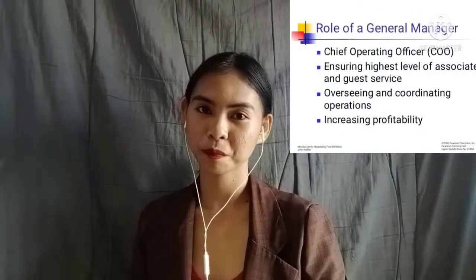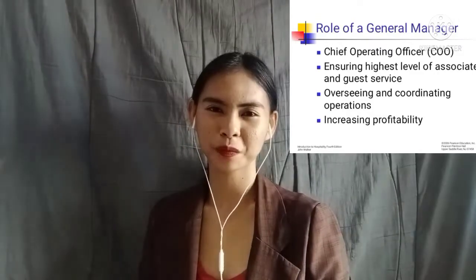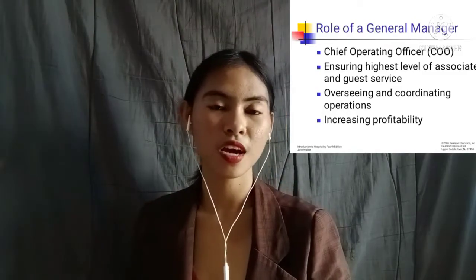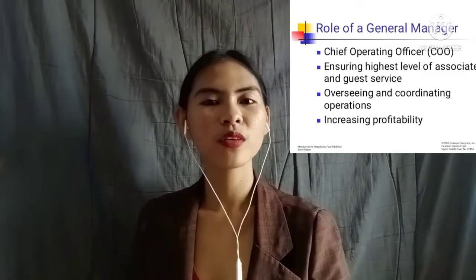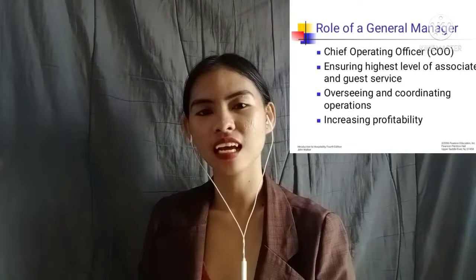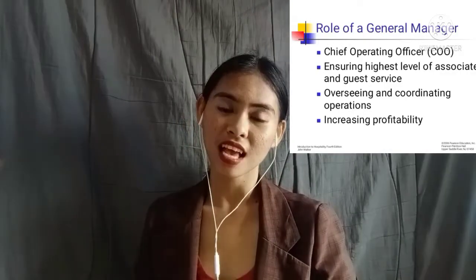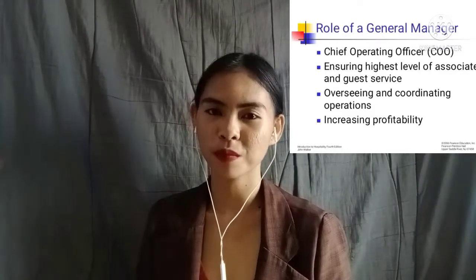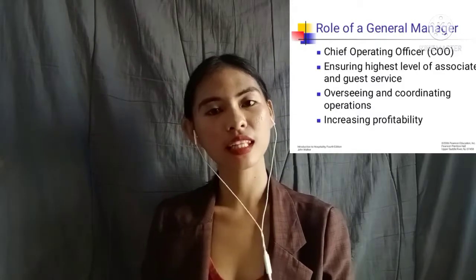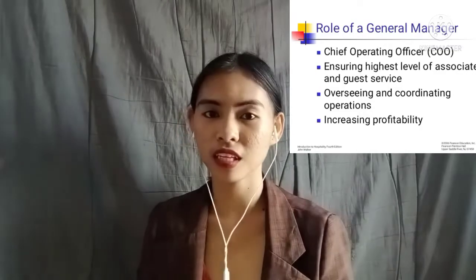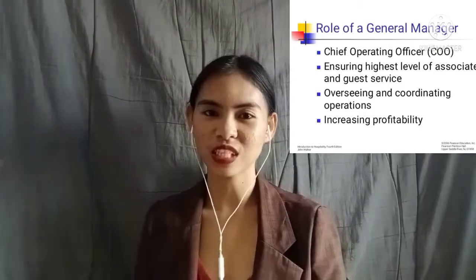Now let's talk about the role of a general manager. So what is the role of a general manager? First is being the chief operating officer or the COO. Do you know that the COO is the second in command in any business? They implement and design business operations. They also establish policies that promote their company's culture and vision. And lastly, they oversee the operations of the company and the work of their executives.